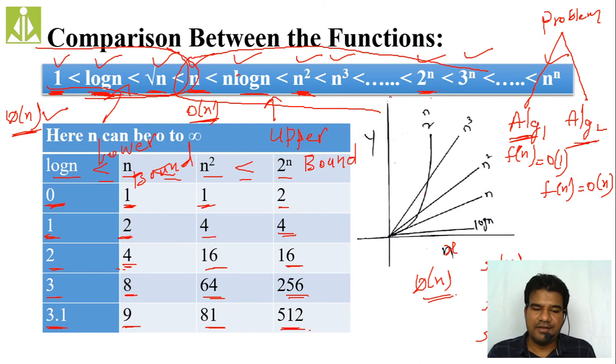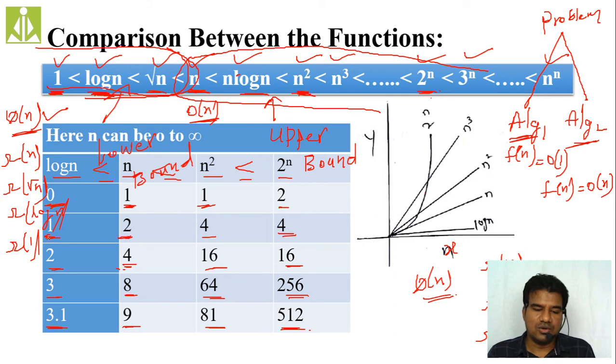Suppose I get my function as omega of n. As omega of n is a lower bound function, all the lower values below that n, whatever I have under my lower bound, all those functions will also satisfy my function. So omega of under root n will also satisfy, omega of log n will also satisfy, omega of 1 will also satisfy, as it is a lower bound function.